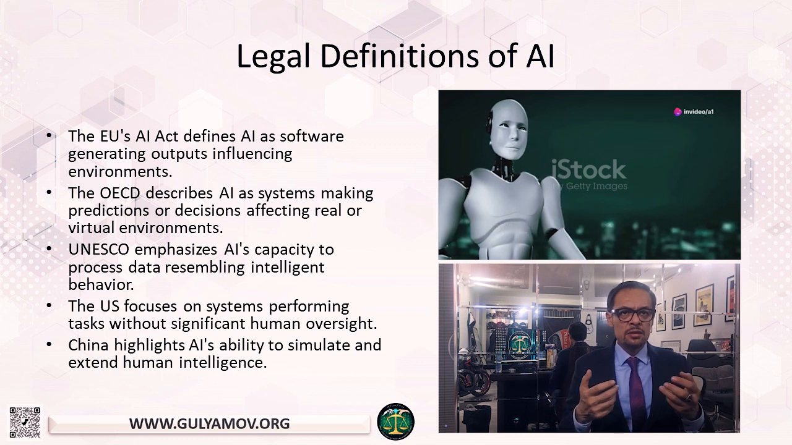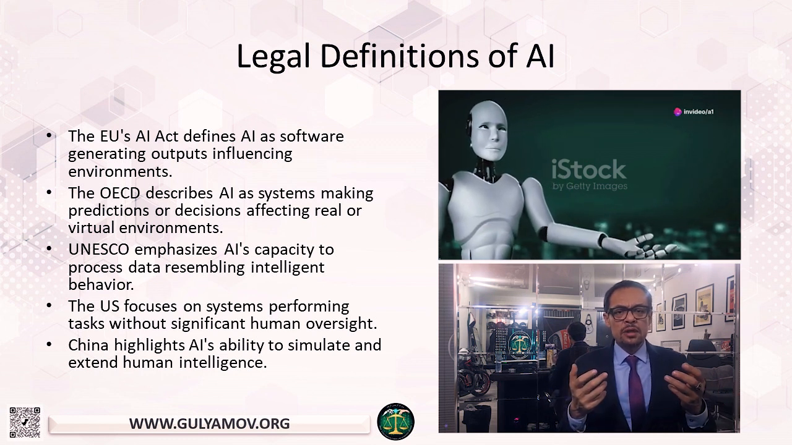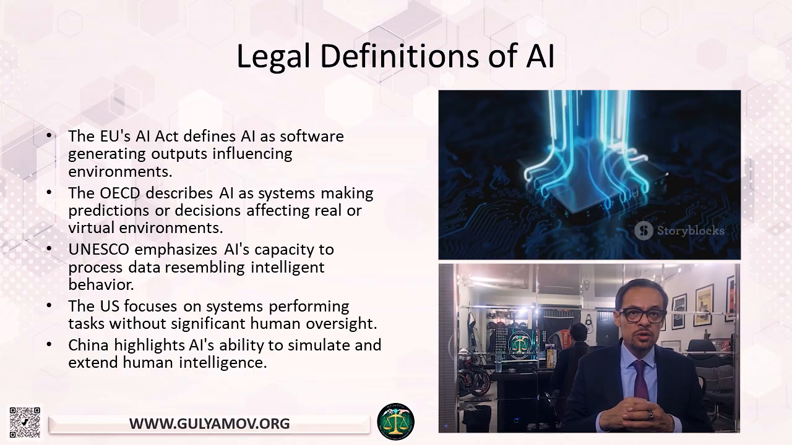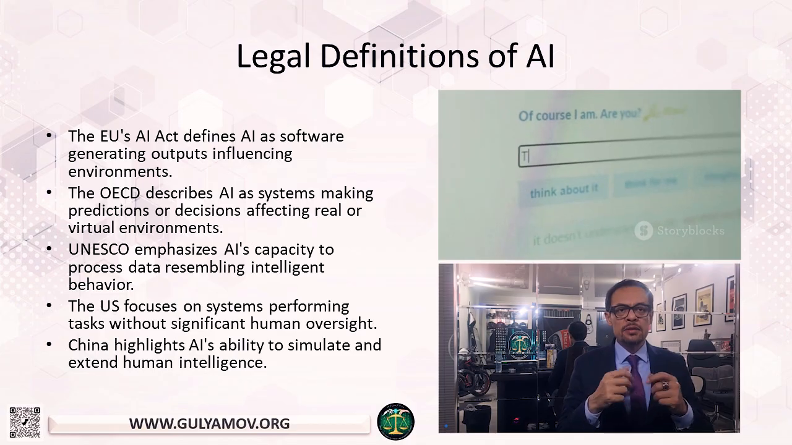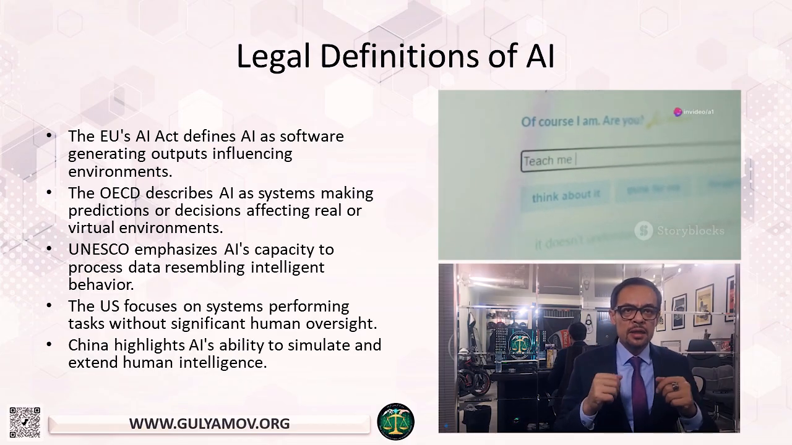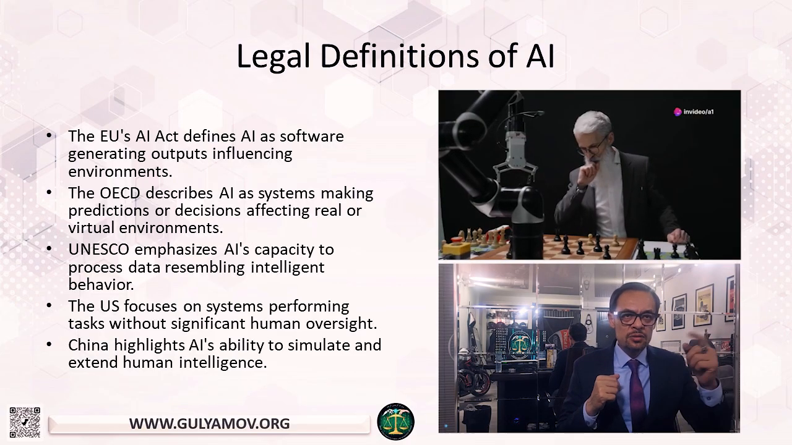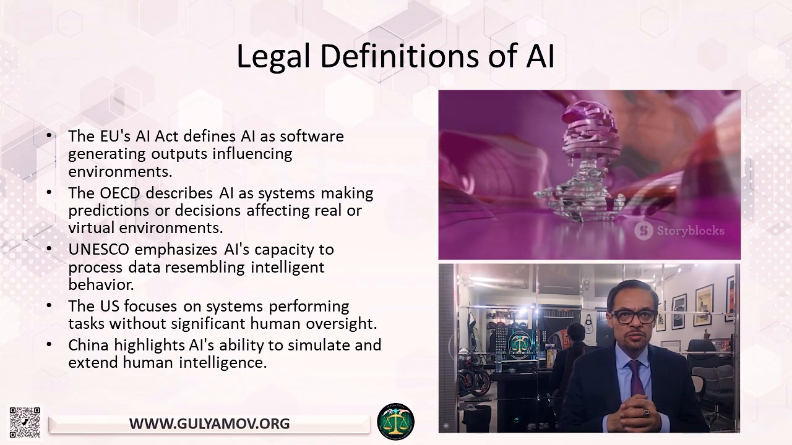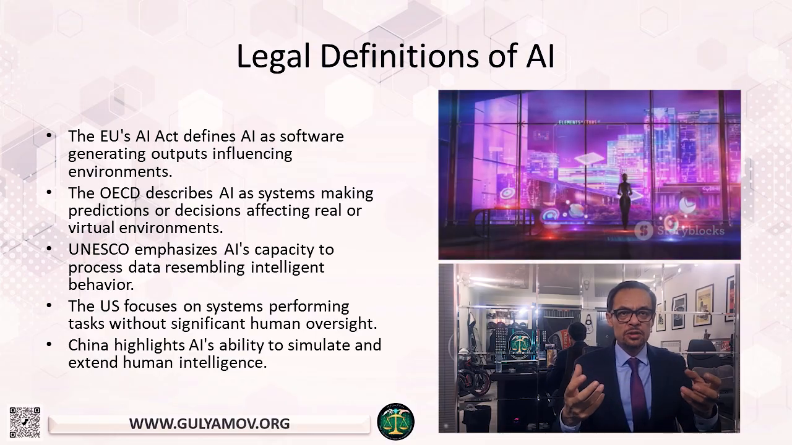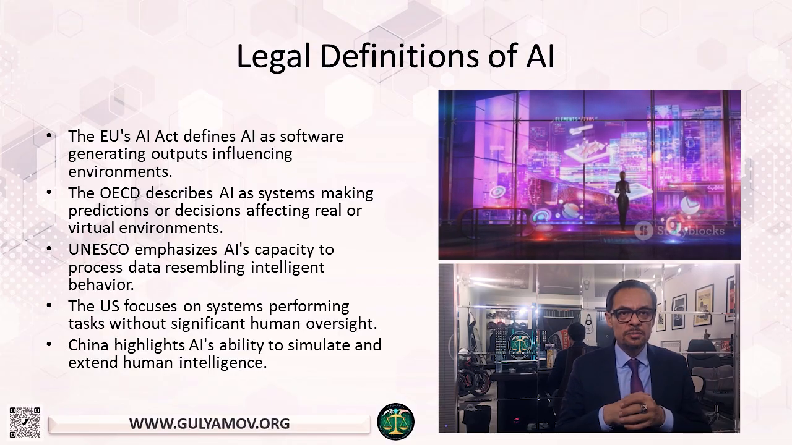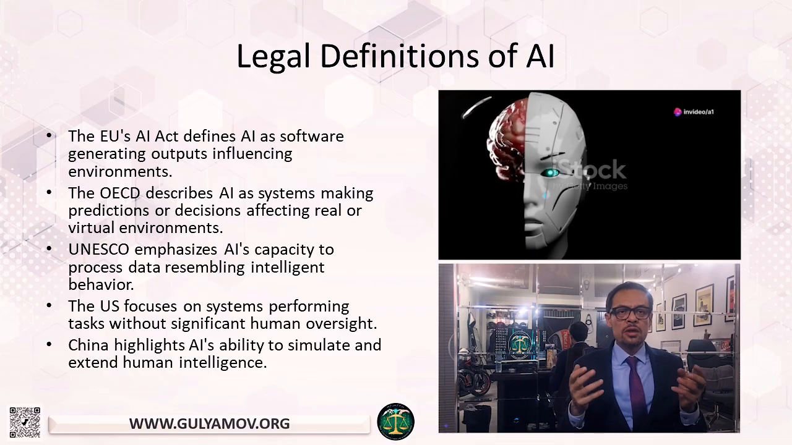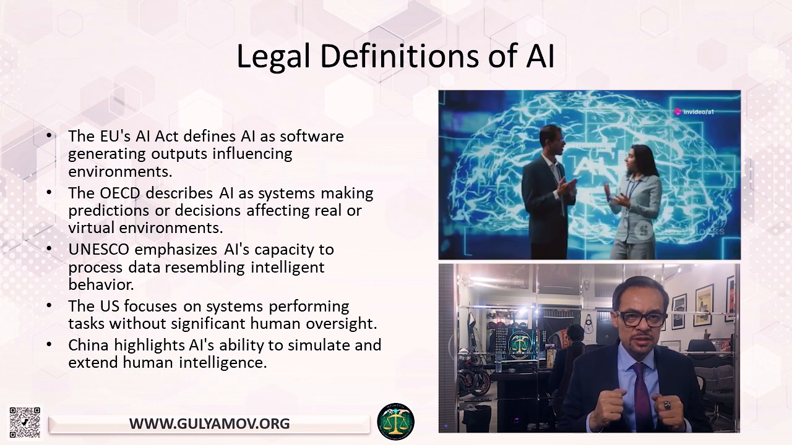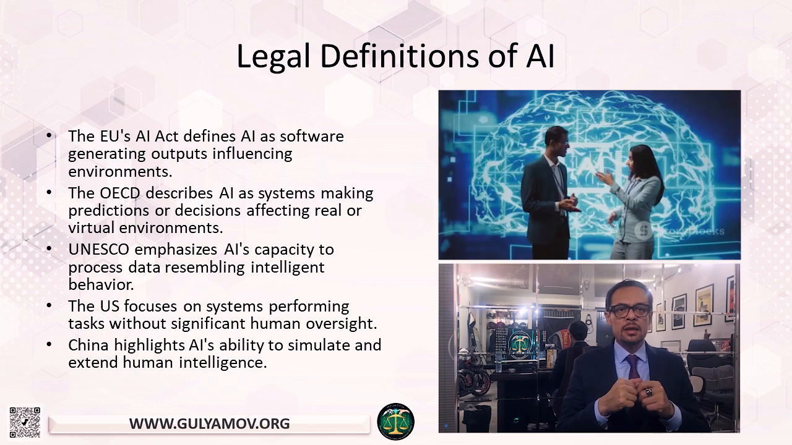The US definition centers on systems operating with minimal human oversight, while China underscores AI's potential to simulate and extend human intelligence. These diverse definitions underscore the challenge of creating a universally accepted legal characterization of AI. This variation isn't merely semantic, it reflects different priorities and perspectives on AI's core attributes and societal implications. As we progress, the need for a more harmonized global definition becomes increasingly apparent, necessitating ongoing international dialogue and cooperation.